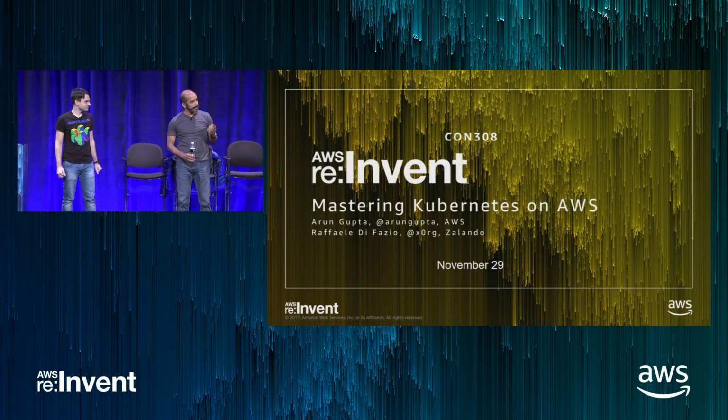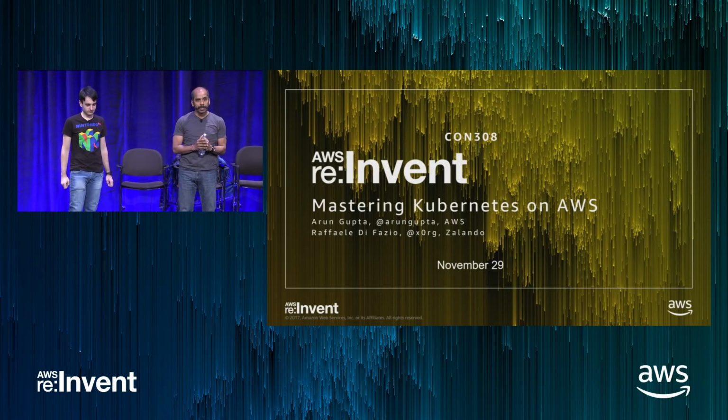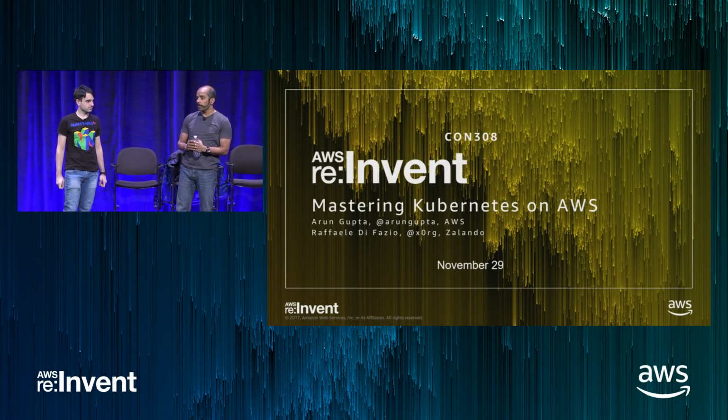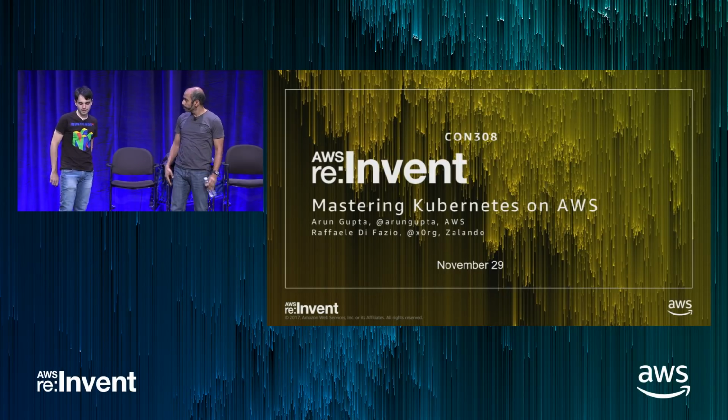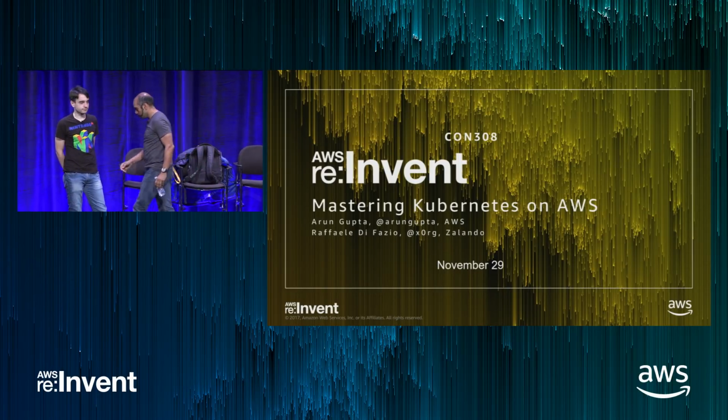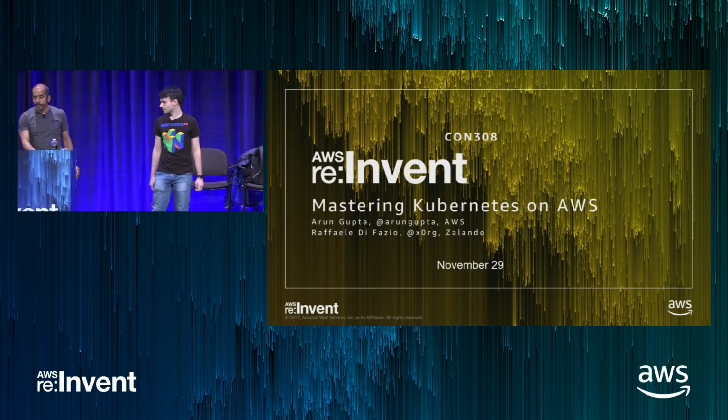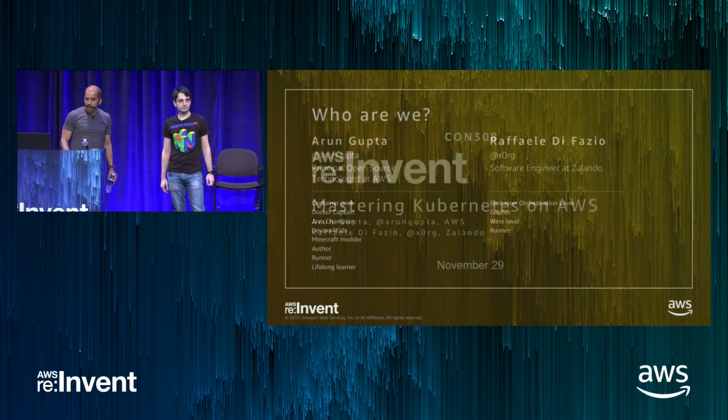Well, welcome to re:Invent. My name is Arun Gupta. I'm a principal open source technologist at Amazon. And with me today I have Raffaele, software engineer at Zalando. All right, let's talk about it. So today we're going to be talking about mastering Kubernetes on AWS.